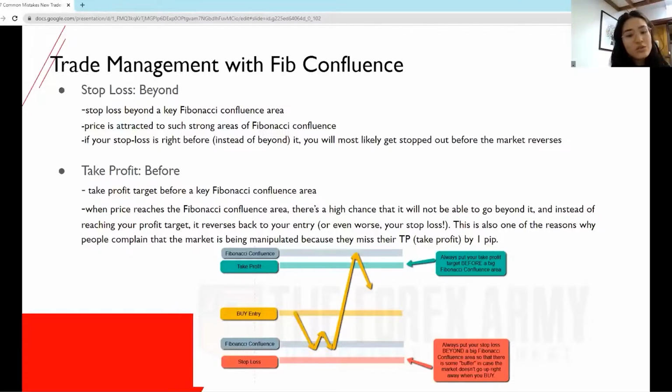This is also one of the reasons why people complain that the market is being manipulated, because they miss their take profit by 1 pip.